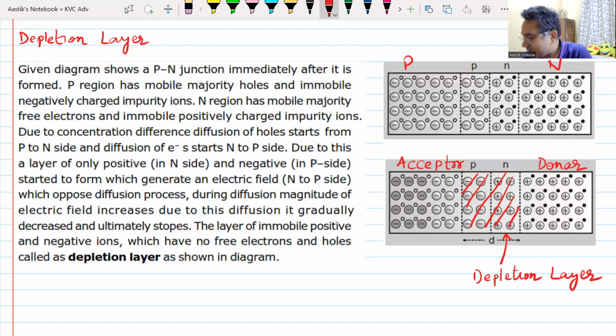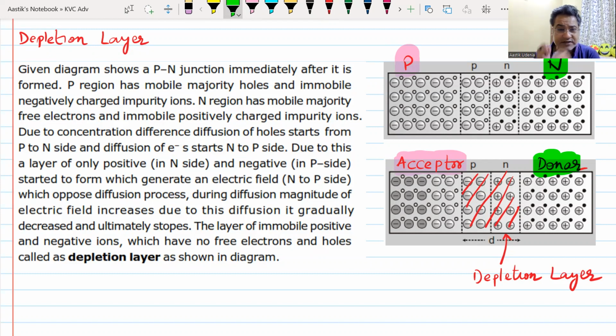So we move ahead and we understand this concept of depletion layer. Now what is this depletion layer? As soon as you have a p-n junction formed, let us say on the left hand side you have a p-type. A p-type has acceptor impurity, whereas an n-type has donor impurity which can donate electrons. This one can accept electrons.